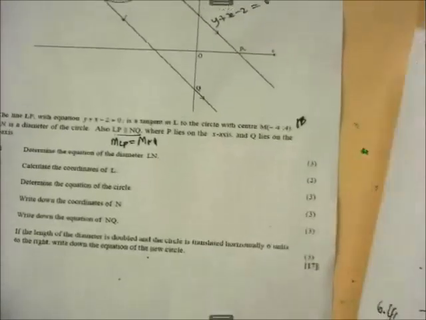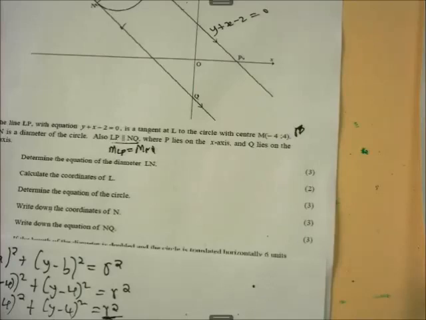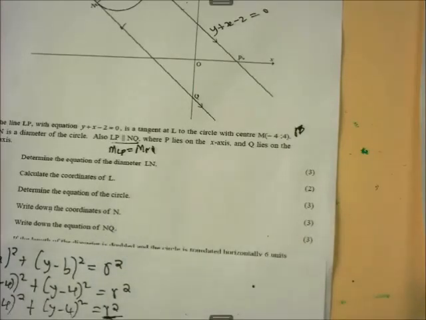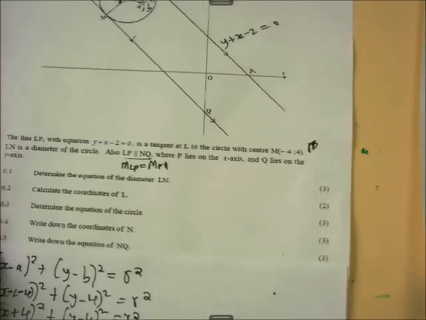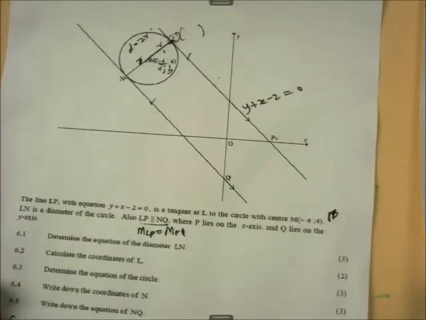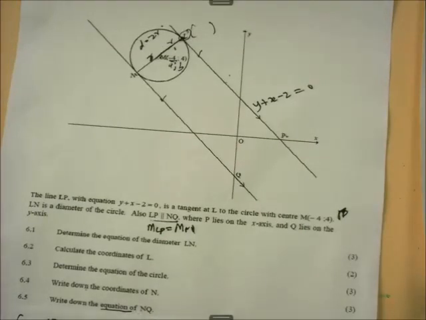Now let us look at 6.5. Write down the equation of NQ, not coordinates. Write down the equation of NQ.